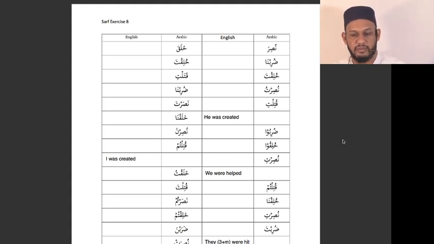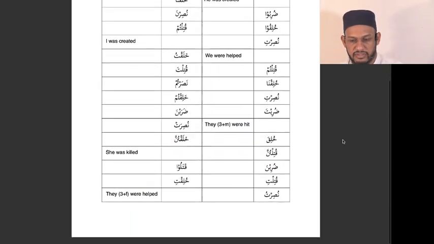Good. Last two, nusirti. Nasarti means you, one female, helped. So therefore, nusirti is going to be you, one female, were helped. Last one, we were helped. We helped is nasarna. We were helped is nusirna. Okay. So, your homework is Sarf exercise 8.